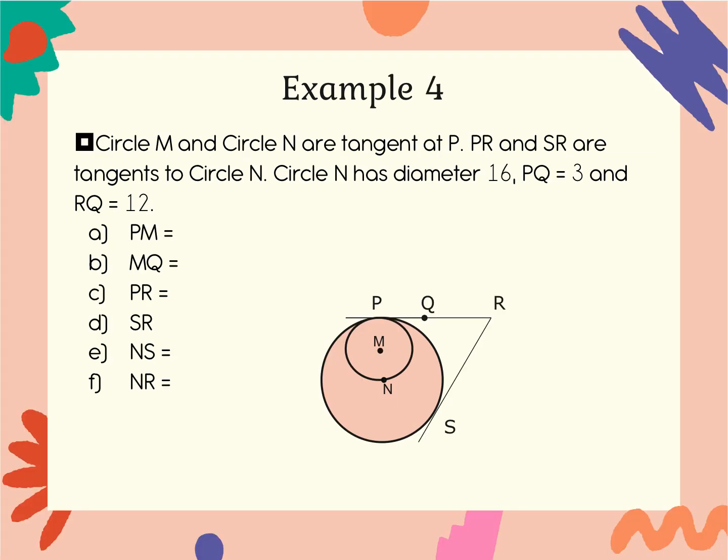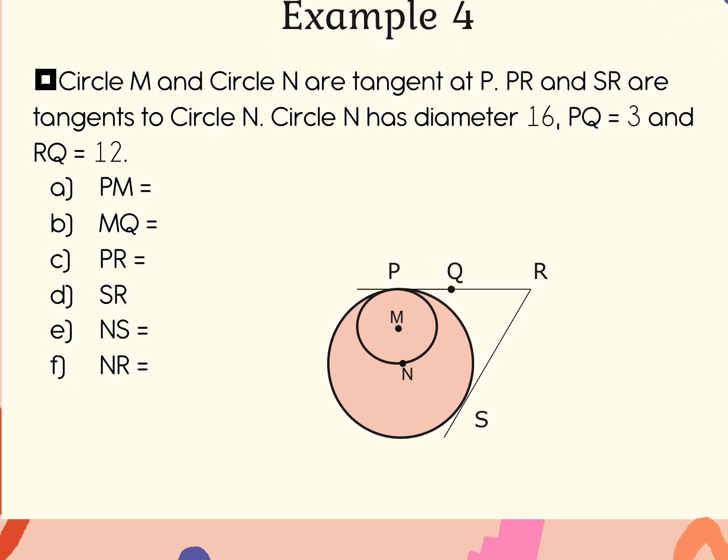All right, I'm going to read it and then we're going to fill in information. Please pay attention to this one because this one has a lot of information. We're going to be solving for a couple and you have to use your skills from chapter 9. So follow along. It says, circle M and circle N are tangent at P. So that means they both touch right here at point P. Next, PR and SR are tangent to circle N. What does that mean?